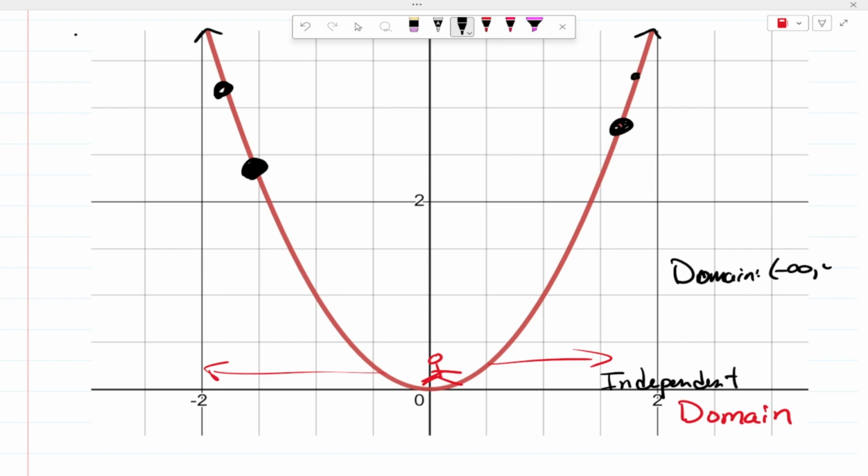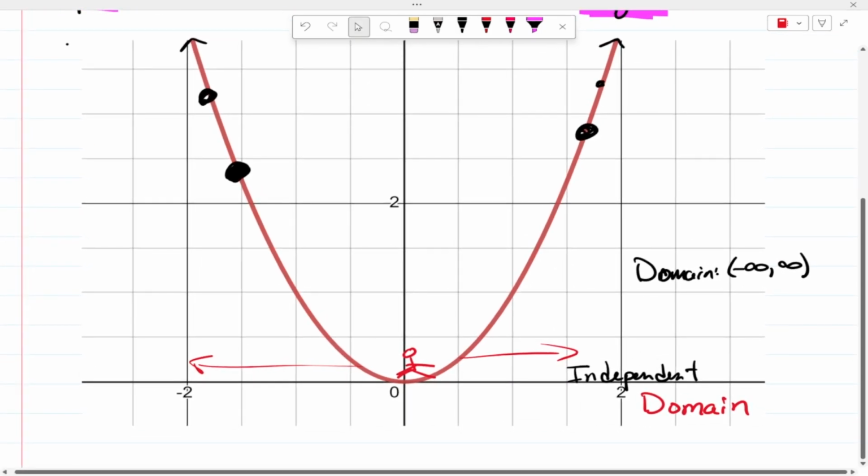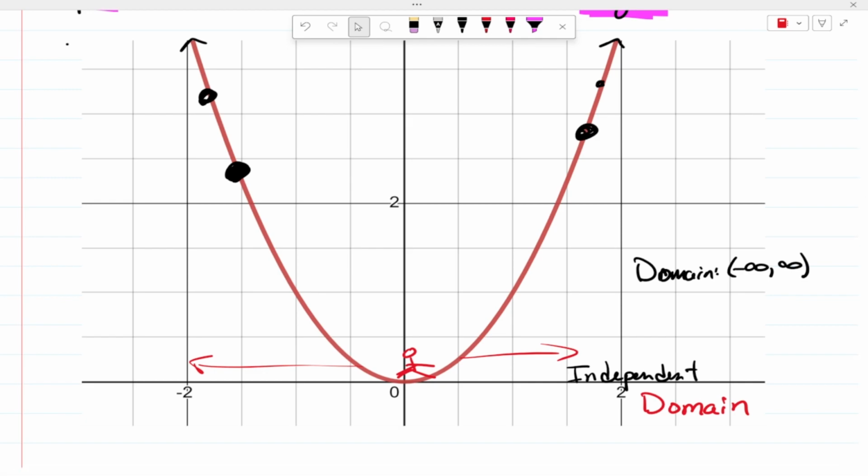is negative infinity to positive infinity. That's the interval notation for this. And that's because I can use any independent value I want. I can use any x value, and f of x, which equals x to the second, will always have exactly one answer. All right, always exactly one answer. Now, let's think about the range.